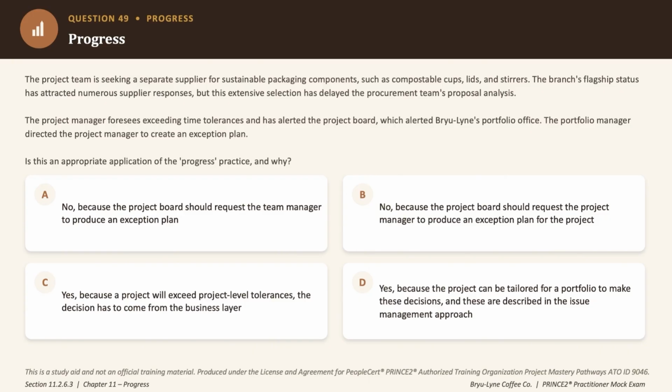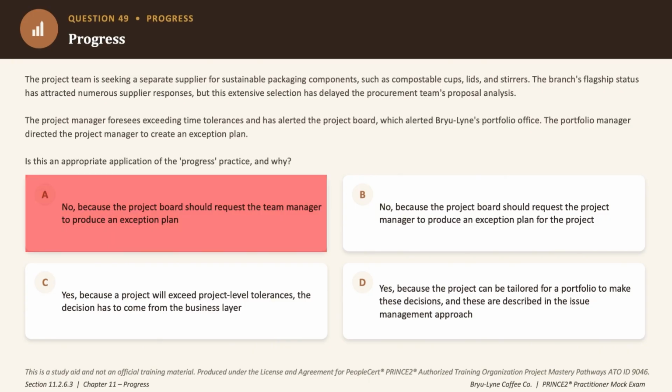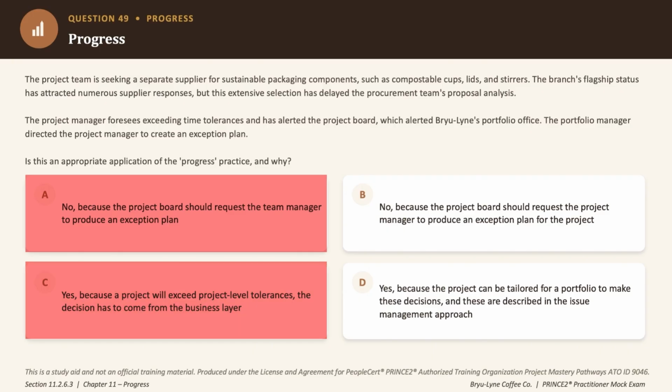Option A says no, but blames the team manager for the exception plan, okay? And that's the wrong role entirely, okay? This is a project level matter, not a work package one. So an incorrect answer choice. Option C says yes, arguing the business layer must decide once project tolerances are breached. Now that's true in principle, but it doesn't fix the actual problem of the portfolio, which is one level above the business layer, bypassing the project board. So eliminated as well.